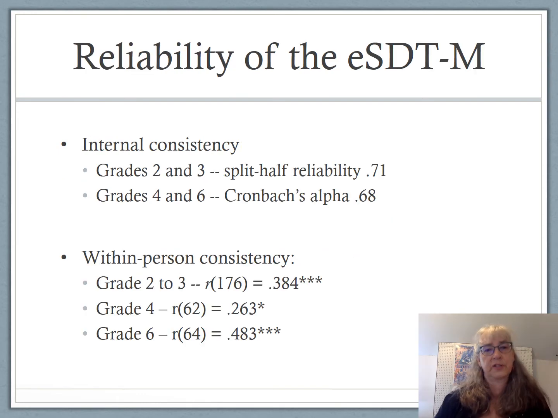So my first question is, is this measure reliable? In terms of internal consistency, we see moderate levels of reliability across the different samples. In terms of within-person consistency, there again are moderate levels of correlation between children's performance, for example, from grade 2 to grade 3, and within grade 4, about 4 months apart. The highest level of within-person consistency occurs in grade 6, which is probably not surprising because we were expecting that children would still be learning these symbols over the elementary grades.